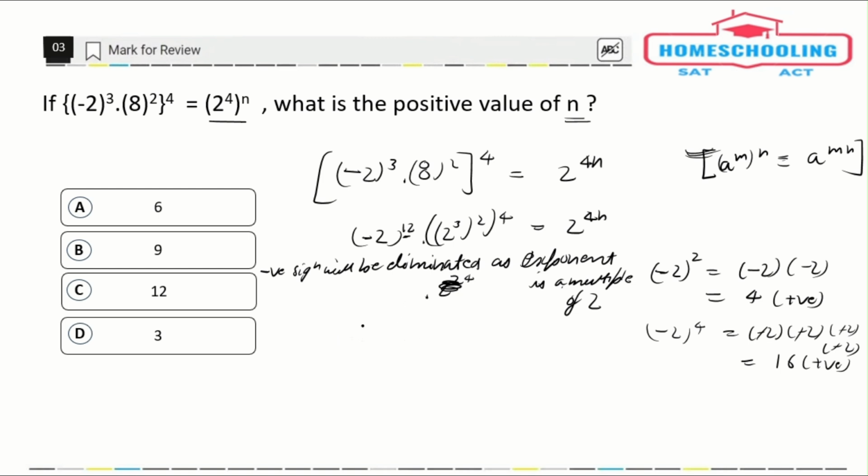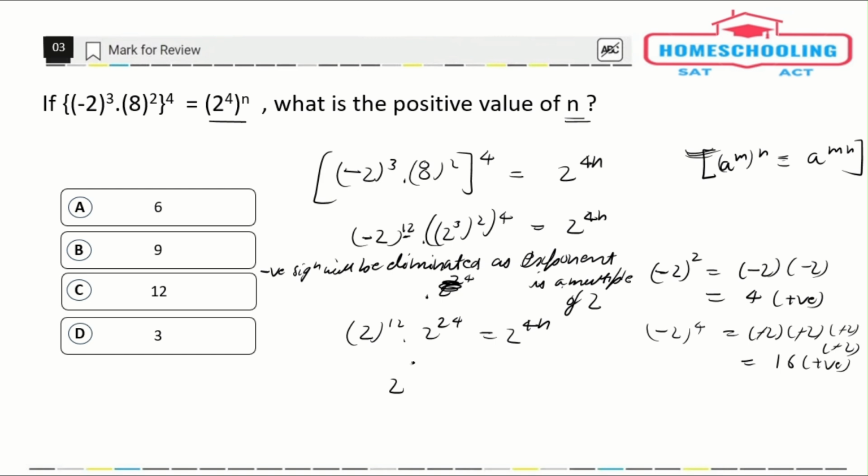So what we're going to write here is 2 to the power 12, and 2 into 3 into 6, 3 into 2, 6, and 6 into 4, 24. So 24 is equal to 2 to the power 4n. So now which rule are we going to use? Product rule.